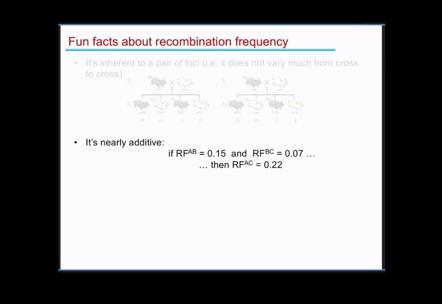Another fun fact, it's nearly additive. What that means is if your recombination frequency between locus A and B is 0.15, and the recombination frequency between locus B and C is 0.07, more often than not, aside from a few exceptions that have to do with weird chromosomal locations and whatnot, the recombination frequency between the two extremes, in this case A and C, would be the sum of both recombination frequencies between them, right? So in this case, 0.22.